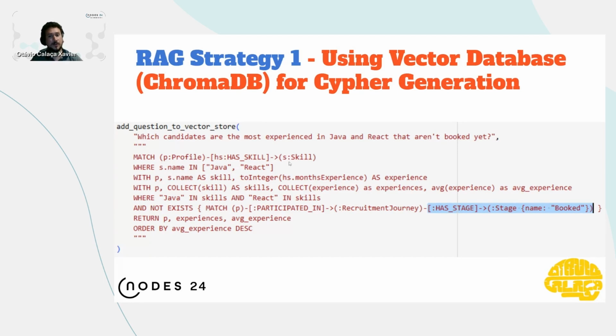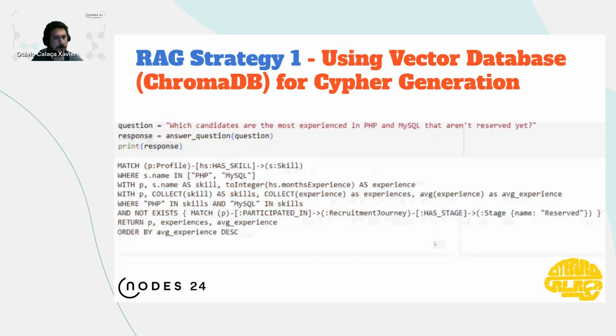I can add this one with the fix in the Cypher query. So in this case, the same question, I add it as an example in the Chroma DB. And when I ask again this question or ask a similar question, it will be able to use this has stage now relationship.